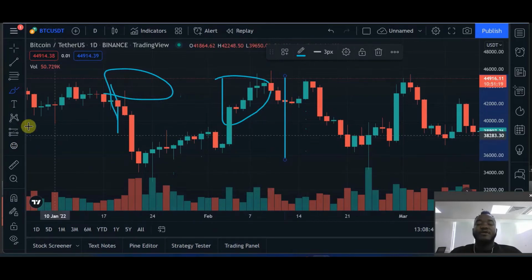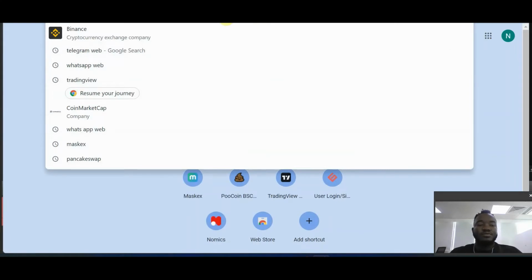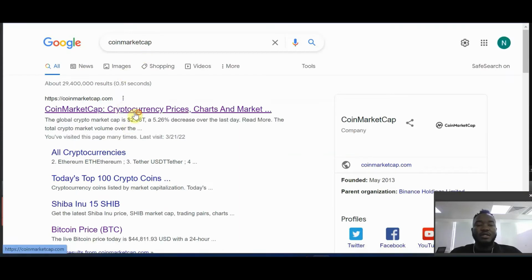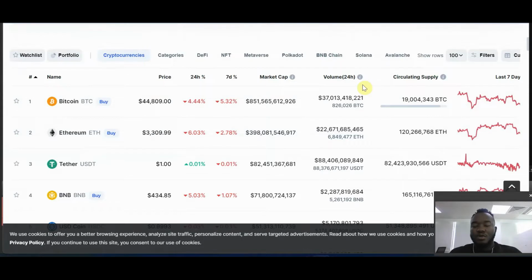So first of all, let's go and see what is happening in the market. We're going to check what is happening in the market, and when we come back we will continue with this. Now we will go to CoinMarketCap and see what has been happening in the market. As you all know, every day before we go on any tutorial, we have to give you some review of what is happening in the market.